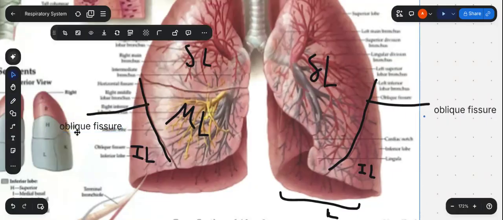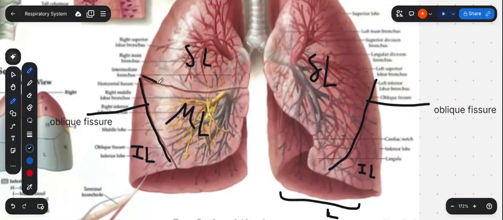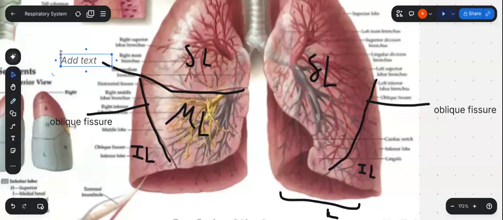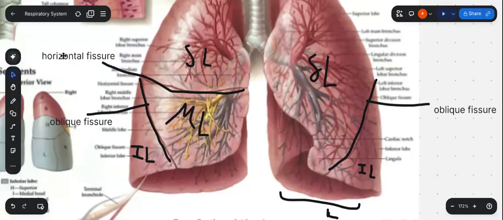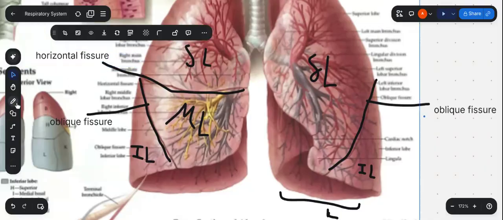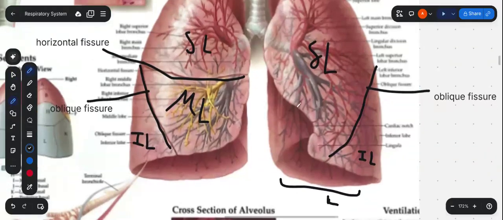On the right side, you do have an added fissure. It's going to be separating the superior versus middle lobe. So it's right over here, that line. And this fissure is called the horizontal fissure. Right over there.